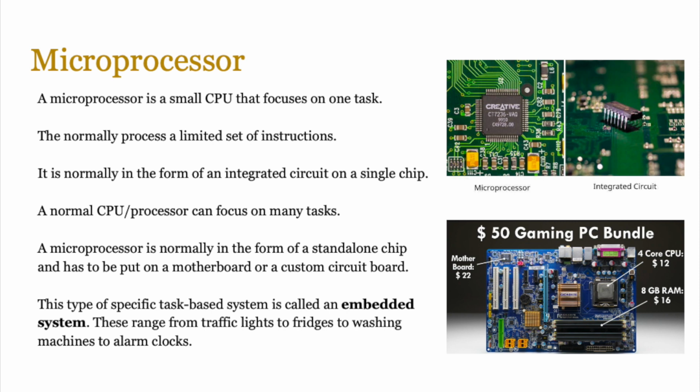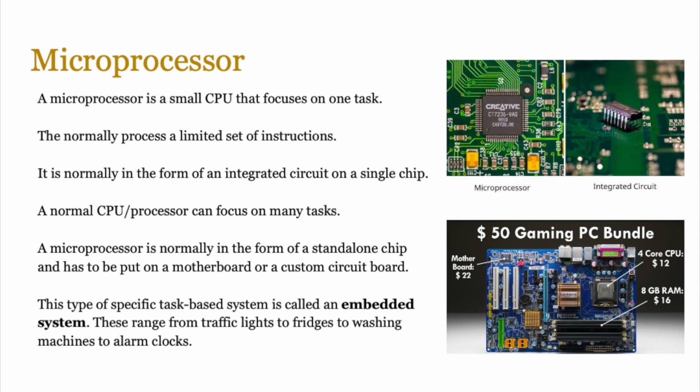Now, microprocessors are normally in the form of a standalone chip as well, and they have to be put onto a motherboard or a custom circuit board. This type of specific task-based system is called an embedded system. And these range from traffic lights to fridges to washing machines to alarm clocks. Chances are that every type of electronic device will have a microprocessor embedded into it. That doesn't mean that it's a proper computer. However, it will run code which is specific to its hardware.